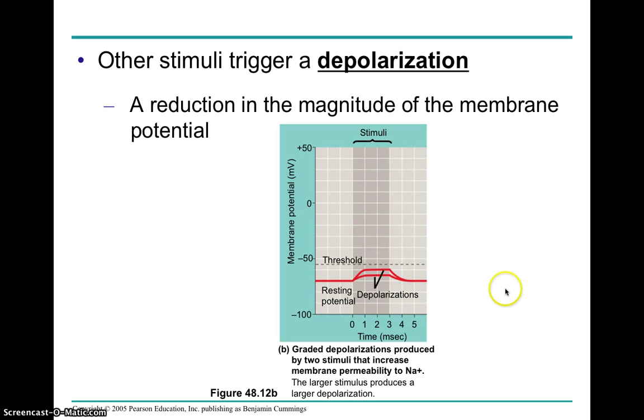Here we have a depolarization. Depolarization is due to sodium entering. That's inside a cell gets more positive, so it's less polar, or depolarized, and thus now a smaller stimulus will be needed to reach threshold and thus fire the action potential.